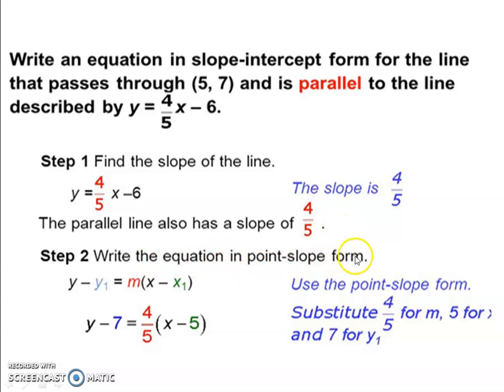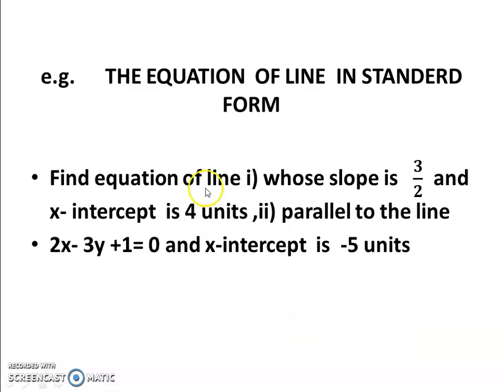So we write the equation in point form: y minus y1 is equal to m(x minus x1). So what is the value of y1? Yes, 7, and x1 is 5. So y minus 7 is equal to 4/5, the slope, times (x minus 5). Simplify, and you derive the final answer: 5y minus 35 is equal to 4x minus 20. Simplify further and we get the equation of the line in standard form.